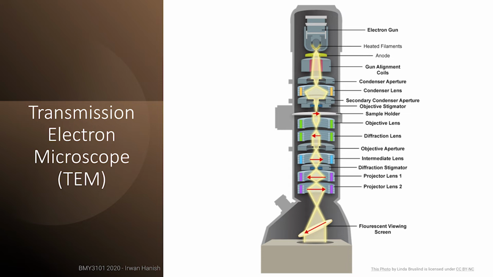After passing the sample, the electron beam will go through objective lens, diffraction lens, and objective aperture. All these components will redirect both the transmitted electron beams and the scattered electron beams that got through. Then the beam goes to a set of intermediate lens and diffraction stigmator to correct the beam direction, and then to projector lenses that you use to adjust the magnification. And finally, the beam goes to the fluorescent viewing screen for you to see.